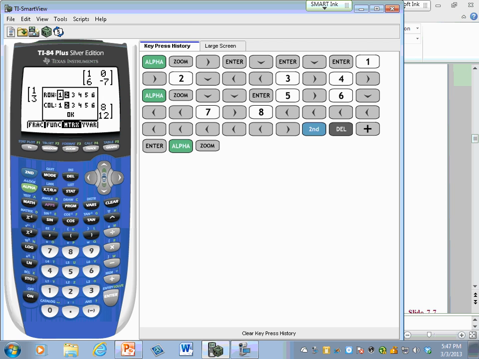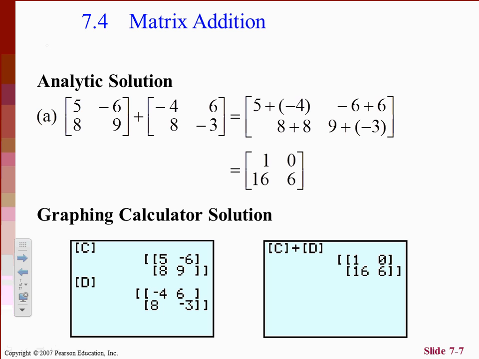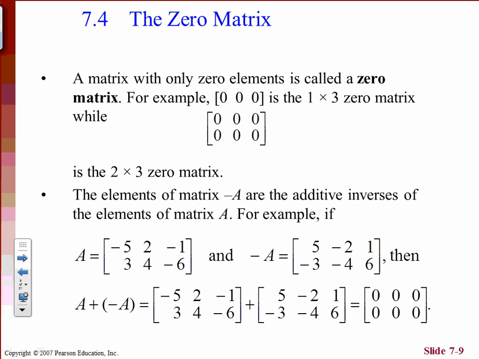Okay, so we'll get out of this for a second, go back to the slideshow here, and okay, so we know how to add and subtract with our calculator. If the dimensions aren't the same, like A and B here, then they're not going to work. For adding and subtracting, you have to have the same dimensions. Zero matrix, no surprise, has all zeros in it. And if we add two matrices together and the sum comes up to the zero matrix, then they're called the additive inverses of each other. Okay, so additive inverses means that they add up to zero.